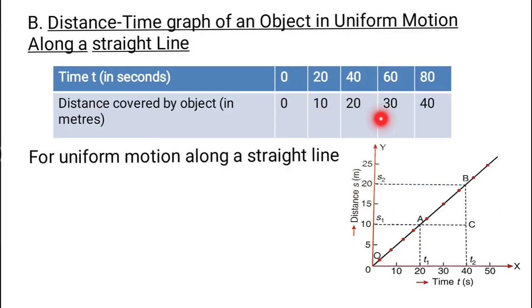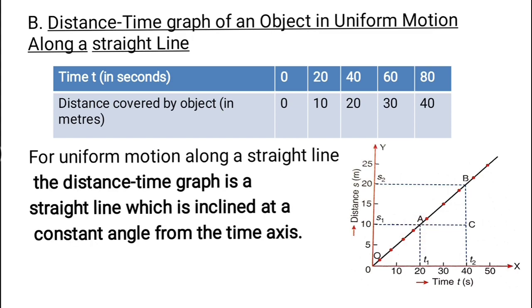Now plotting all these points, distance corresponding to time, in the graph we have the following nature of graph, which is represented as a straight line at an angle to time axis. So we can say that distance time graph is a straight line which is inclined at a constant angle from the time axis. So this is the case for uniform motion along a straight line.